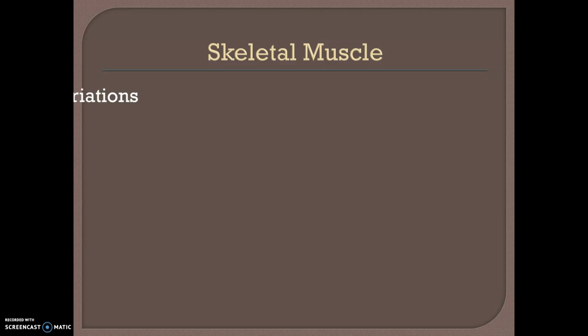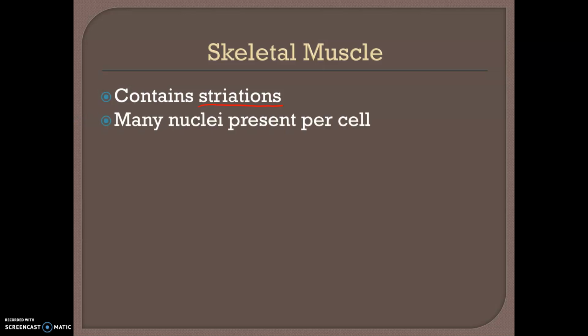Our first here is skeletal muscle tissue. So this contains striations. So striations are just kind of lines that we're going to see within the tissue. And I'll be able to point that out in a second. We also see many nuclei present per cell. This is a voluntary muscle. So we can control our skeletal muscles to say, I want to lift my arm or I need to pick this up. It's us telling our brain that we want to do something and then performing that action.